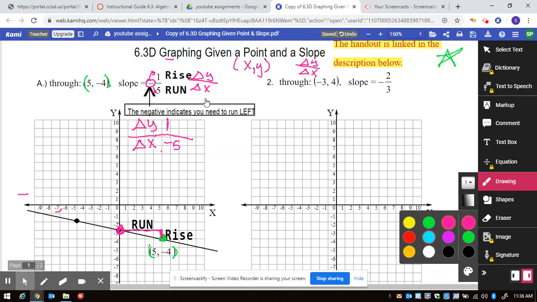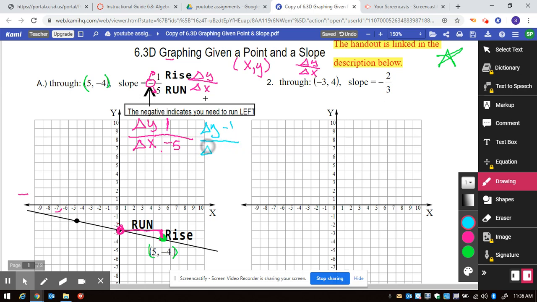But say that you chose the change in y to be the -1 and the change in x to be the +5. Then from this coordinate point (5, -4), you would go -1 unit in the y direction. The y is up and down, so negative means down, and +5 units in the x direction. So here's 1, 2, 3, 4, 5, and sure enough.